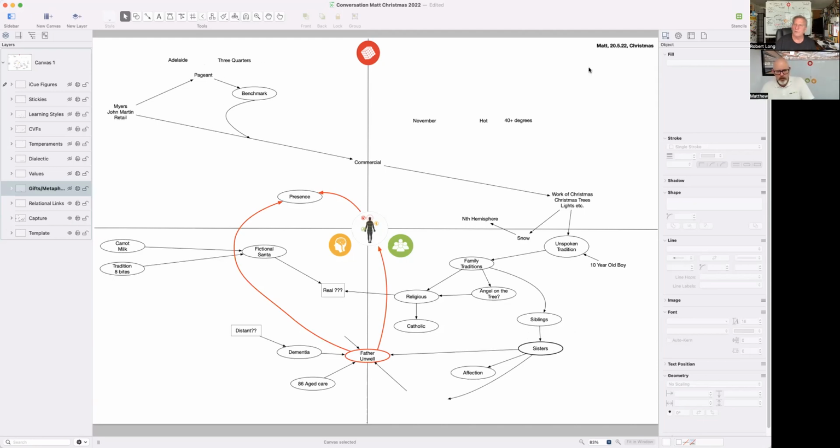We started by talking about the topic of Christmas. You, for some reason, went to the John Martin's Myer retail pageant and said it was the benchmark, a commercial benchmark that triggered the start of all Christmas and Christmas lights for everyone in Adelaide. So that's the location. Everyone in Adelaide knows that Christmas starts when that pageant runs. And that's how our conversation started.